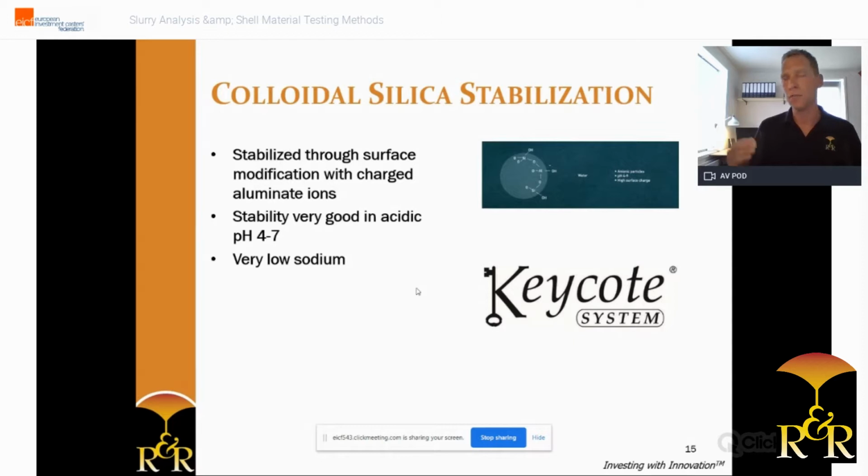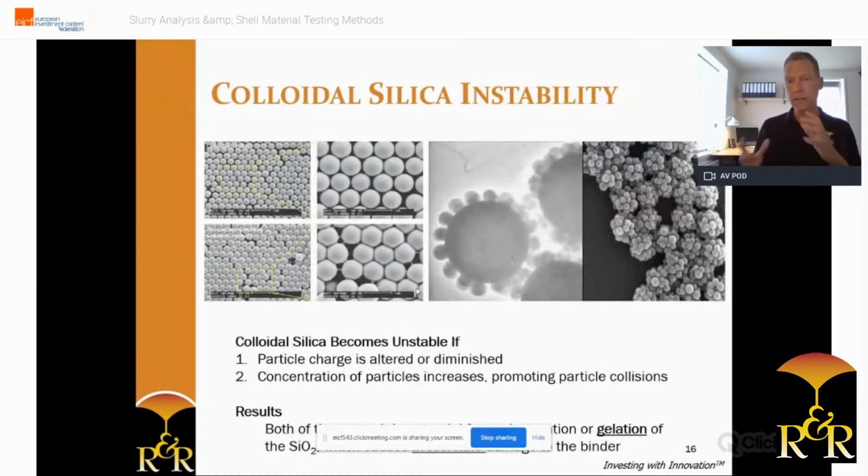But I've already mentioned 3 different types of stabilization, and each binder comes with specific characteristics and behavior in production. So it's very important to consult and think, what is the right solution for me? This is something that we can help you with. So now you understand how colloidal silica is stabilized.